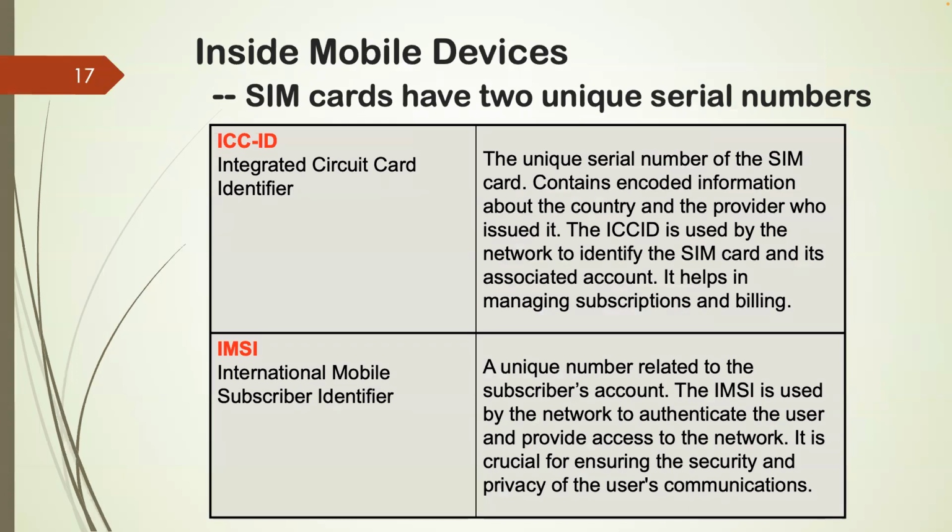There are multiple unique IDs, or serial numbers, associated with the SIM card. The two very common ones are the ICC ID and the IMSI ID. So what is the ICC ID? The ICC ID is an ID assigned to the individual SIM card. If you flip your SIM card, you will see a number on the back, and that number is the ICC ID.